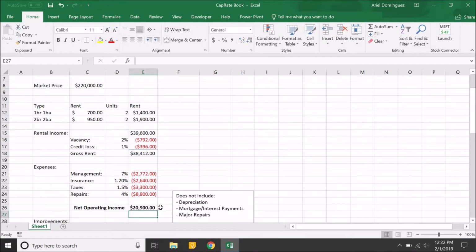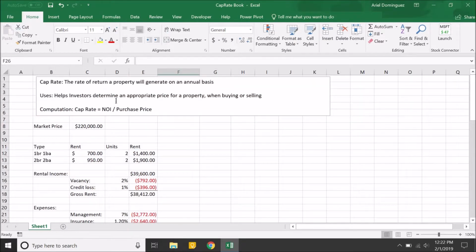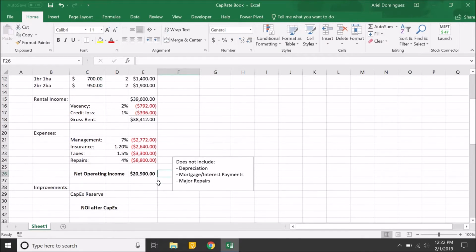And that gives us just under $21,000 in net operating income. And if you remember from the beginning, that is the first part of the cap rate formula. Now, a quick note I want to mention, the net operating income does not include depreciation on the property, mortgage or interest payments, any financial expenses, and major repairs.